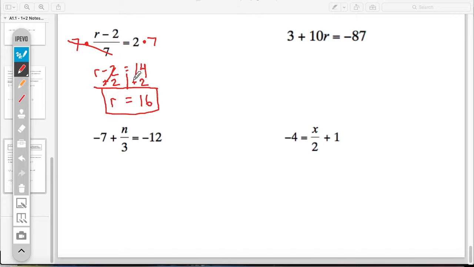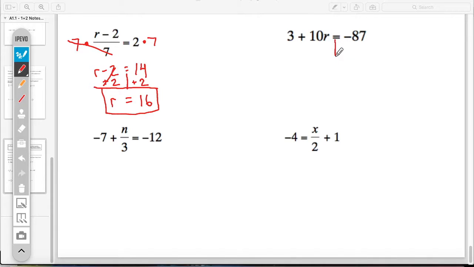Okay. And of course, we could check all these answers too if we were really unsure. So this one, for example, I said r equals 16, so I could plug 16 in for r up here. So I'd have 16 minus 2, well, we know that's 14. 14 divided by 7, that equals 2. So our equation is true, so that means this solution is correct.